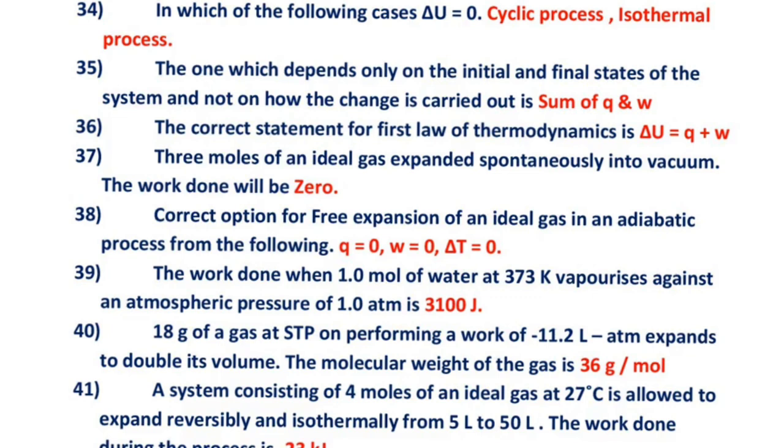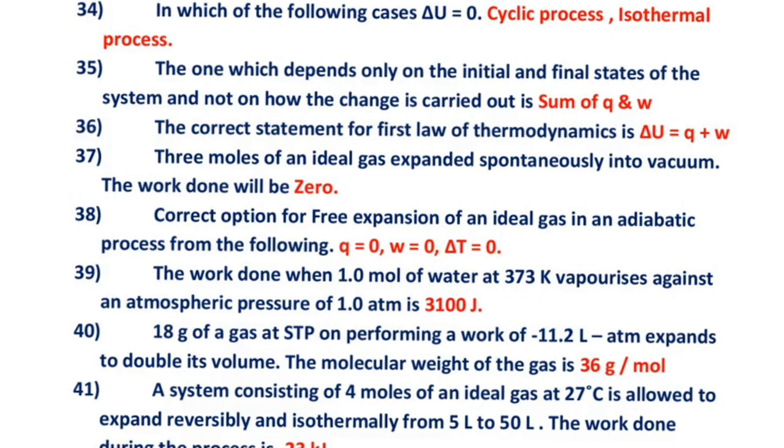The work done when 1 mole of water at 373 Kelvin vaporizes against an atmospheric pressure of 1 atm is 3100 joule. 18 gram of a gas at STP on performing a work of minus 11.2 liter atmosphere expands to double its volume. The molecular weight of the gas is 36 gram per mole.